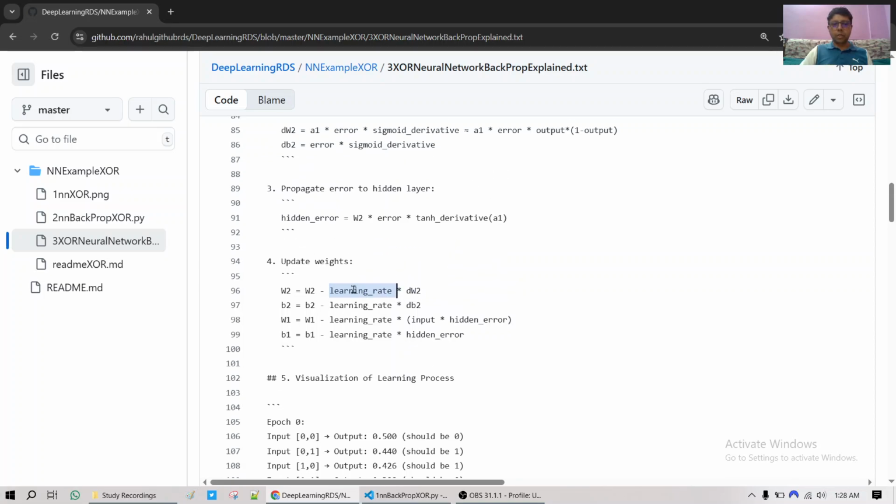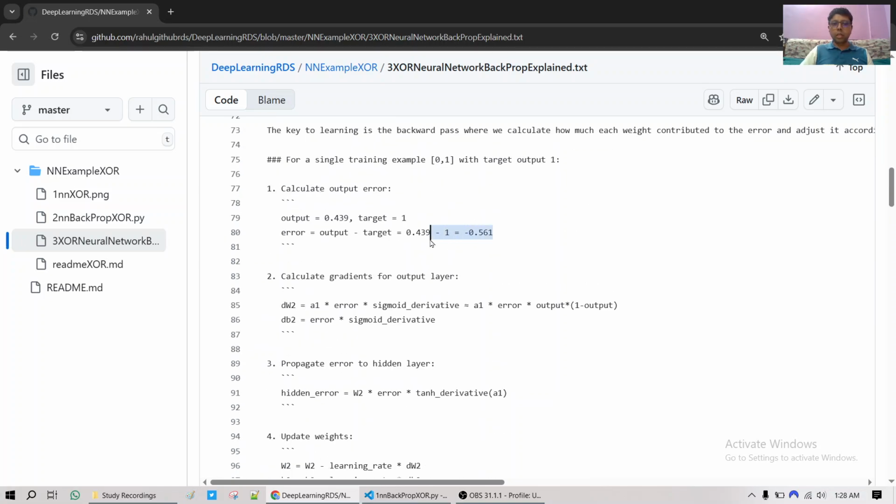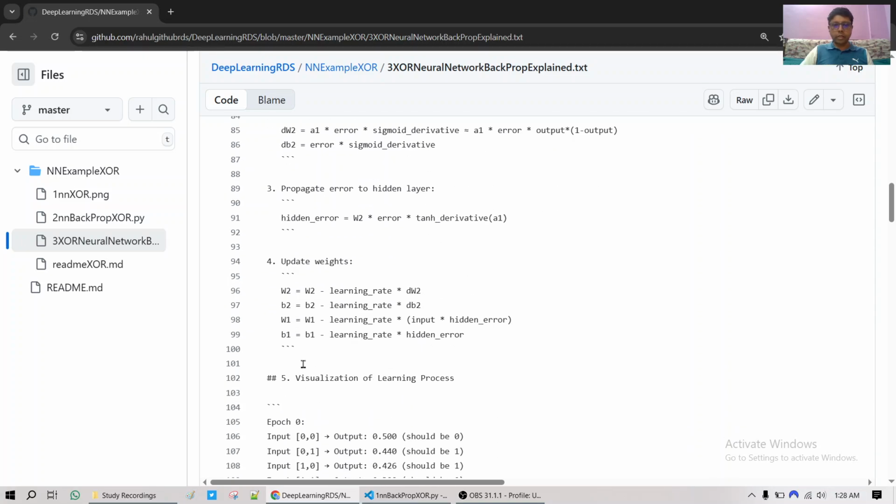minus learning rate into the changed weight, right? So this is the new weightage of the neural network for the hidden layer, right? And this is the new bias. So old bias minus learning rate into the changed bias. Why is it changed? Because we have got the error, right? So we are adjusting that error to assume the new values for the weight and bias.